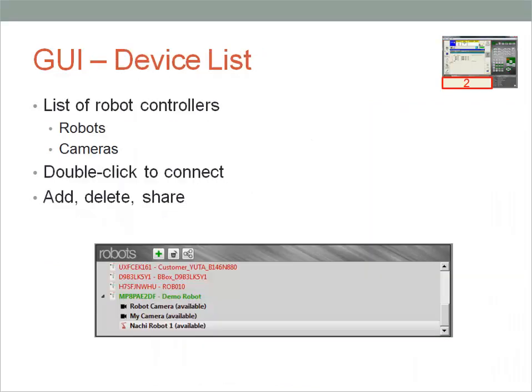In the bottom left corner, you can see the device list, which actually contains your robot controllers, your robots, and your cameras attached to it. You can start the monitoring session by opening a robot controller by clicking the small triangle on the left side and then double-clicking on the device, either camera or robot, that you would wish to connect.